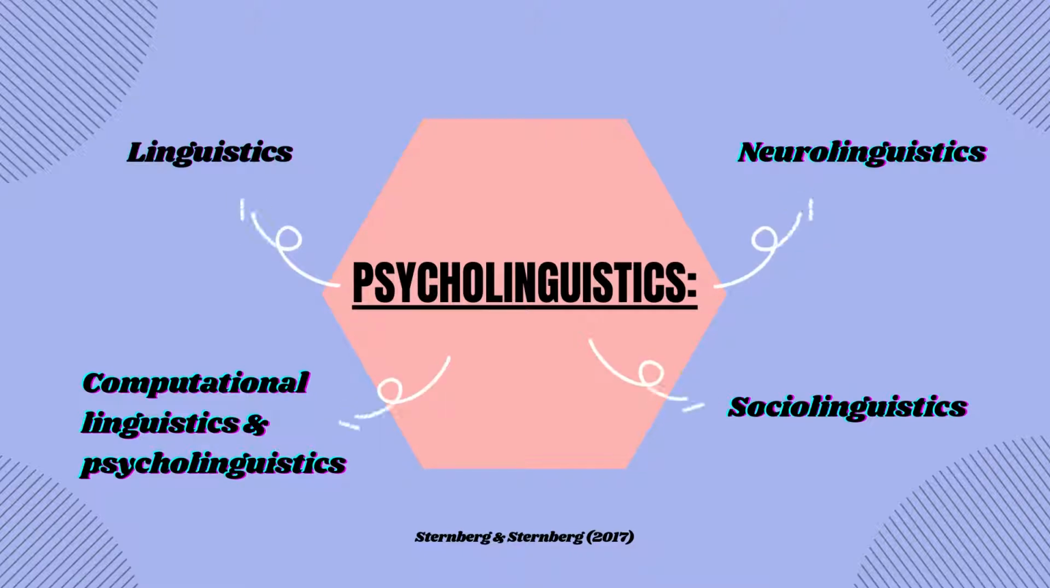Linguistics, the study of construction and transformation of language. Neurolinguistics, the study of the brain in relation to language and cognition. Sociolinguistics, the study of the behavior of an individual within the society concerning the use of language. Computational linguistics and psycholinguistics. This study, on the other hand, examines computer approaches that make use of language.